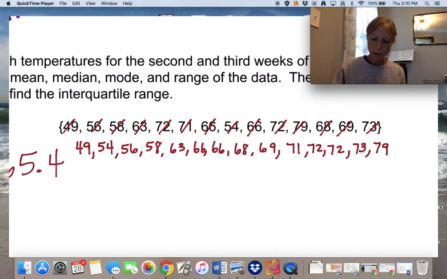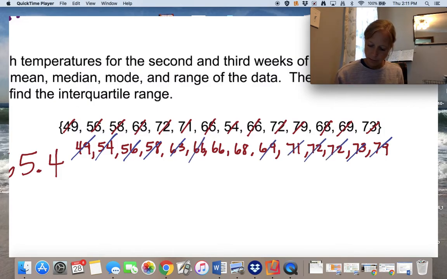Okay, so now I'm going to find the median. The median is the middle number. If I read the situation here, it says that these are the high temperatures for the 2nd and 3rd weeks of May. So I've got 14 numbers here. The middle will be about 7 in there. So what I'm going to do is cross out maybe 5 on each side. 1, 2, 3, 4, 5. 1, 2, 3, 4, 5.